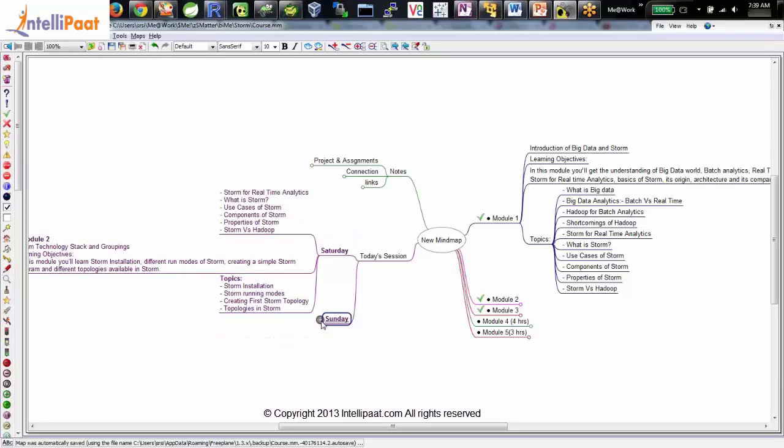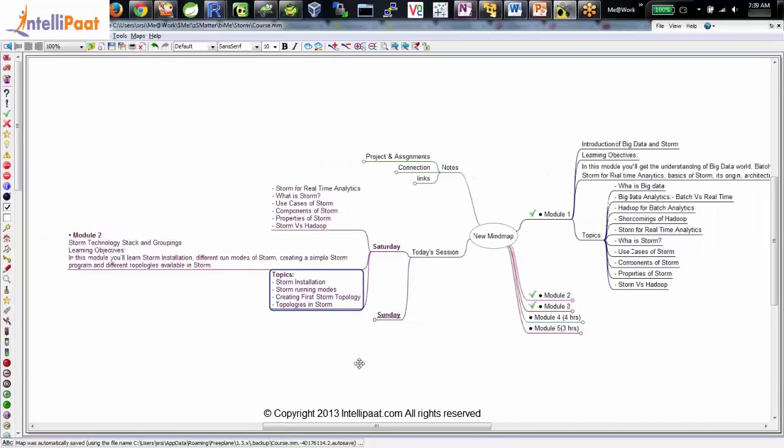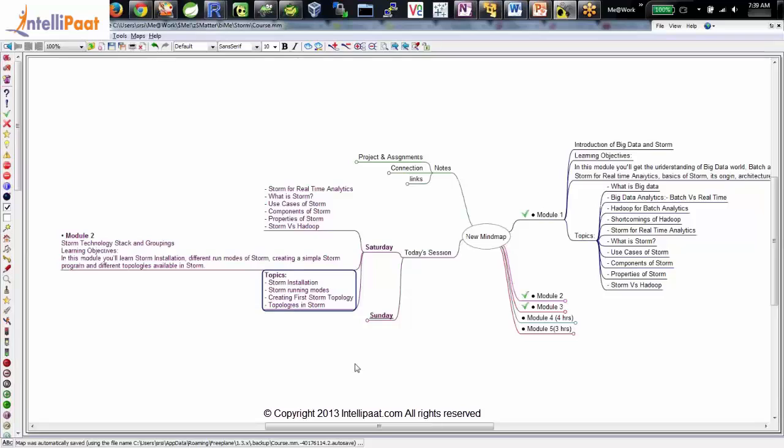Across module 2, we would go into the Storm technology stack and grouping, where we'll go into Storm installation, Storm running modes, and creating our first basic topologies in Storm. Today we would be covering the pseudo run mode, and furthermore we'll see how to try a couple of topologies.